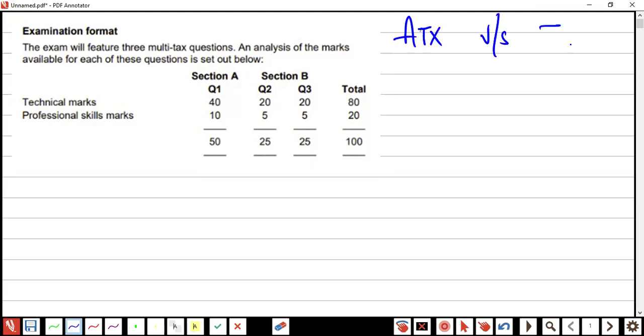First of all, ATX. The main concern, the very important question is: what is the difference between TX and ATX? ATX and TX, what is the difference? Are both papers the same? Is there any difference? So definitely yes.